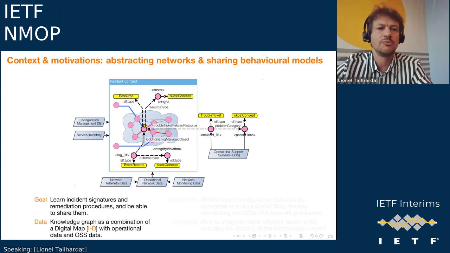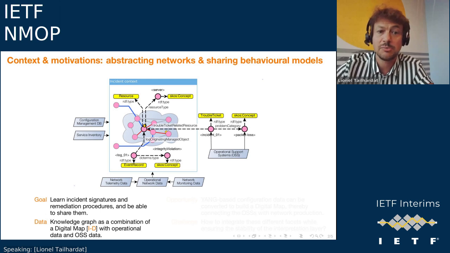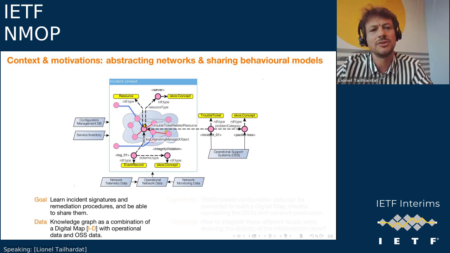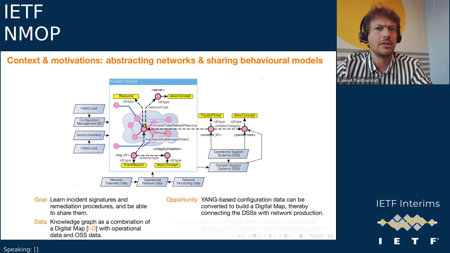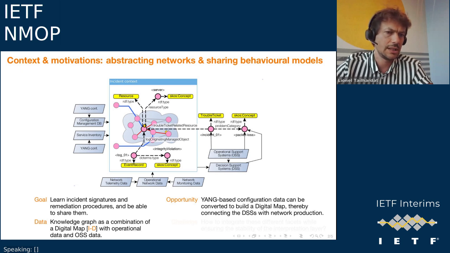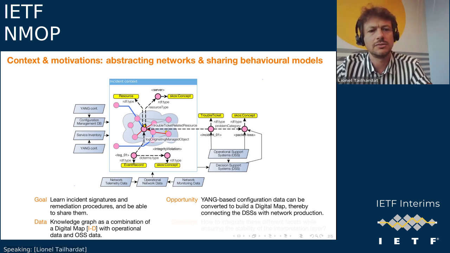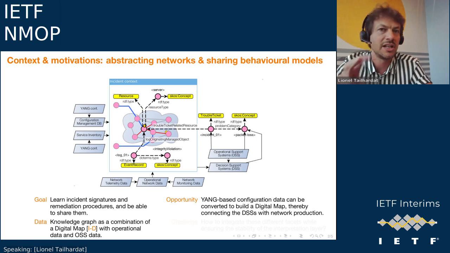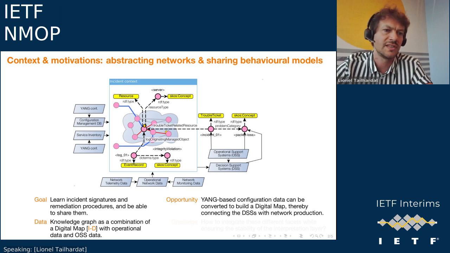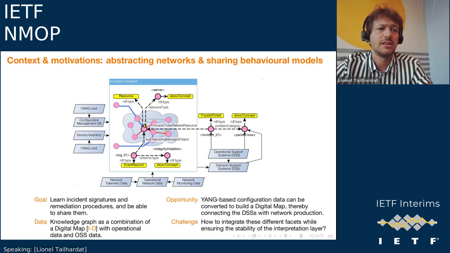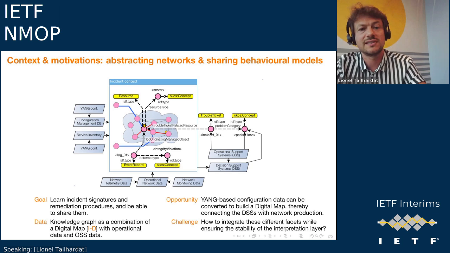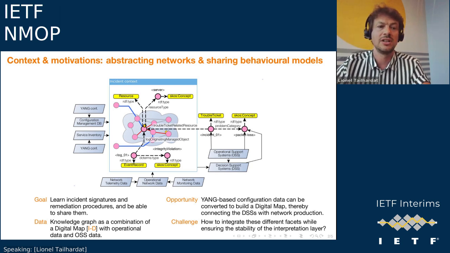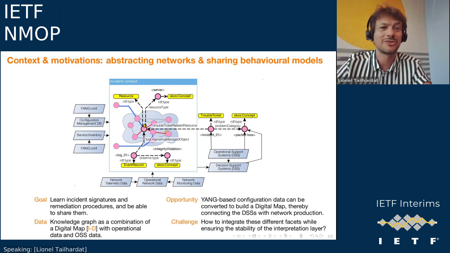To build the knowledge graph, we can see it as a digital map, thinking of the digital map concept developed by Olga Havel in another internet draft, a digital map that is combined with operational data and operational support system data. But further, thinking of legacy information and network deployment systems, we can leverage YANG-based configuration data that can be converted to build the digital map, and thereby connect the decision support systems with the network production itself. But there's still a question: how can we integrate these different data facets while ensuring the stability of the interpretation layer provided by the knowledge graph, and without disrupting the habits related to the low-level tools we use for network deployment?